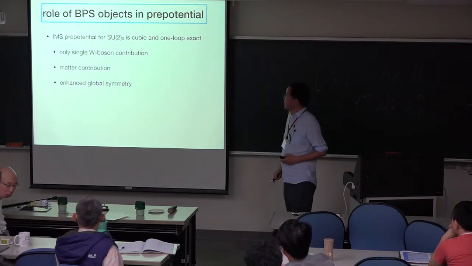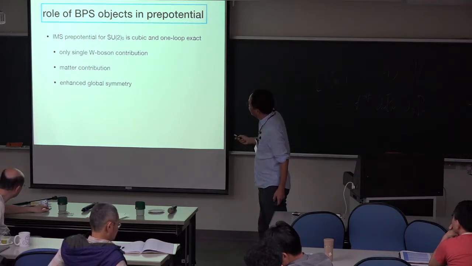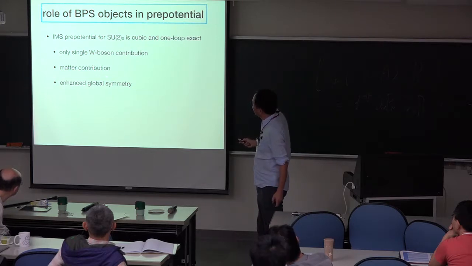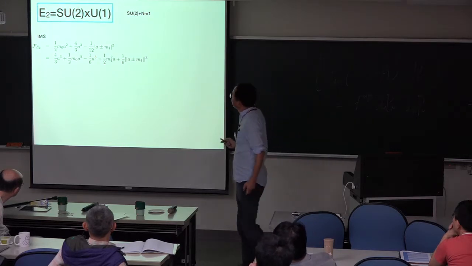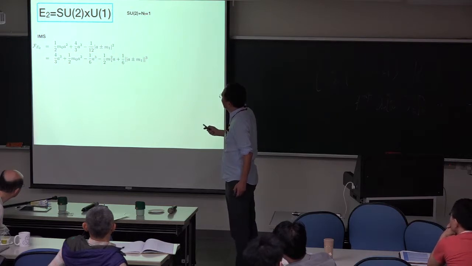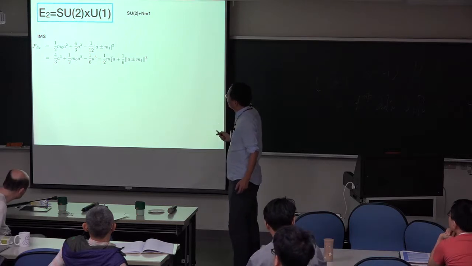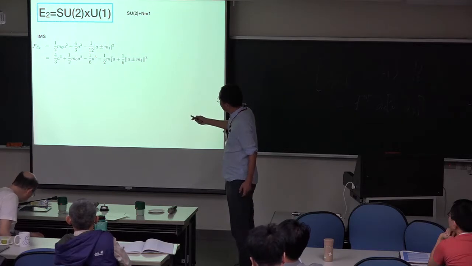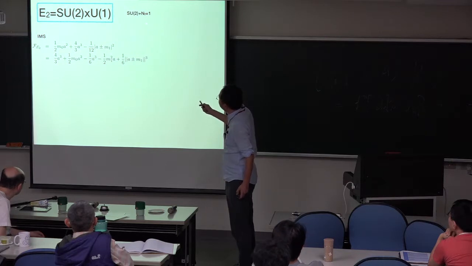So the prepotential has many roles. It has W boson contribution, matter contributions, but also we want to have this enhanced global symmetry. So let's look at the more complicated case. SU2 with NF equal to 1, single flavor. And then this is supposed to have SU2 cross U1 global symmetry. So you look at the IMS prepotential. So there is a classical part, there's one loop coming from W boson, and then the contribution from the single flavor.